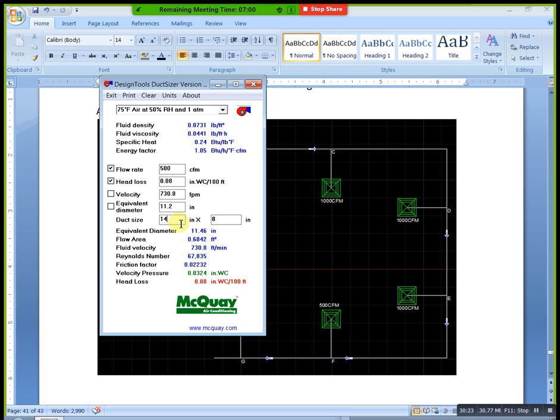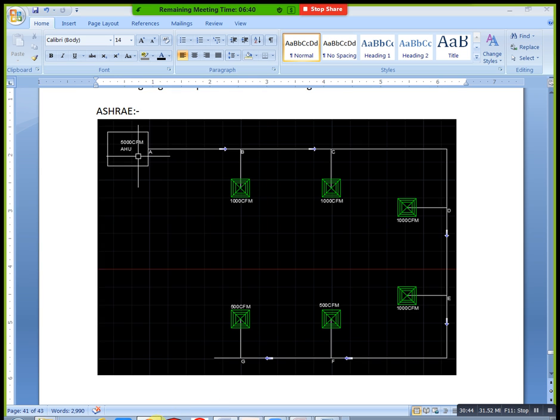For example, in this type of condition, how can we take our values from the chart? That is also one doubt, no? I'll show that one also. Just come here. This is our chart, the duct chart. In this condition, first of all we need our diameter, the duct diameter. First of all we need to check our diameter. How much is our CFM?